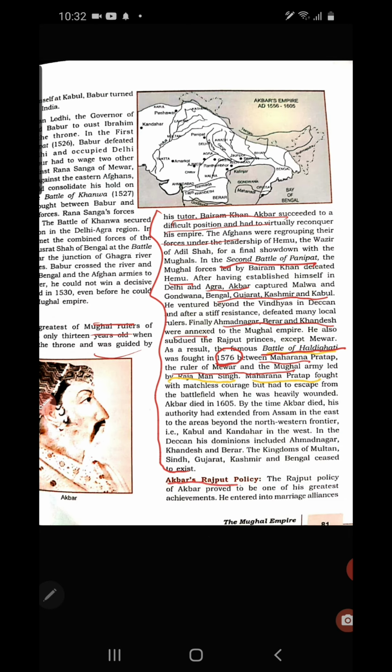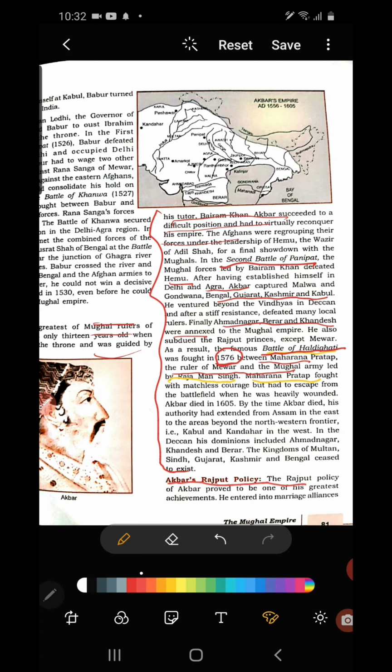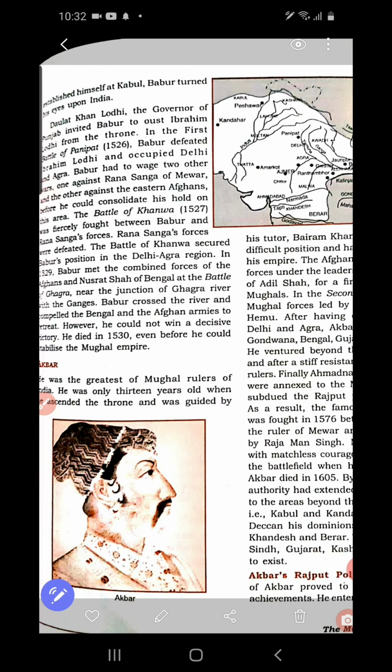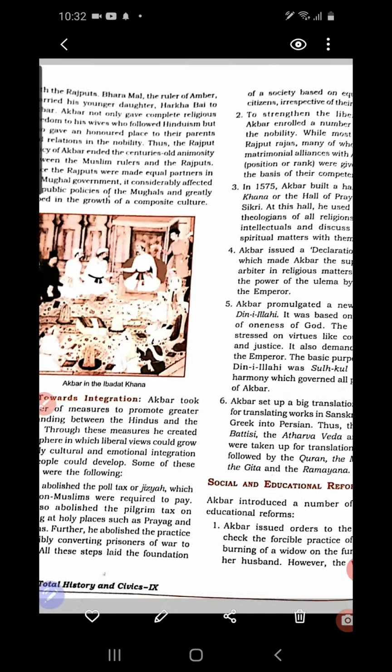Akbar maintained a very friendly relationship with the Rajputs. How? He entered into marriage alliances. Once he entered into a marriage alliance, he became a relative of the Rajputs. So, after entering into the marriage alliance, he also took extra care of his Rajput wives.